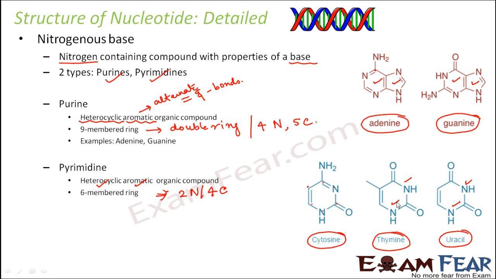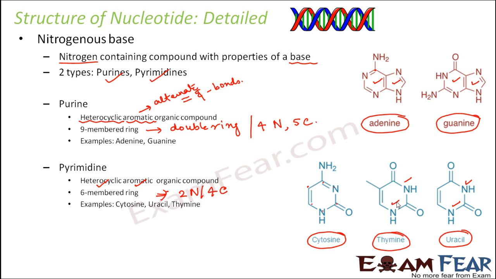So looking at the type of ring present, we can distinguish whether a nitrogenous base is a purine or a pyrimidine. Examples of pyrimidine are cytosine, uracil, and thymine. These are the important nitrogenous bases. Depending upon the structure of DNA or RNA, some specific nitrogenous bases are present. For example, uracil is a nitrogenous base present only in RNA and not in DNA. Similarly, thymine is present only in DNA and not in RNA. These are the 3 important components as far as the structure of a nucleotide is concerned.